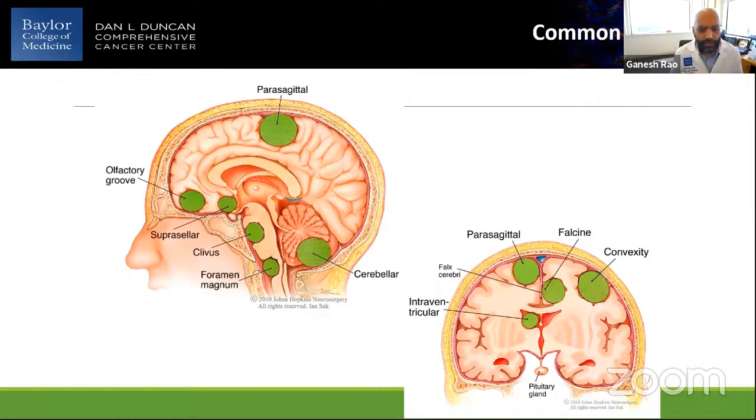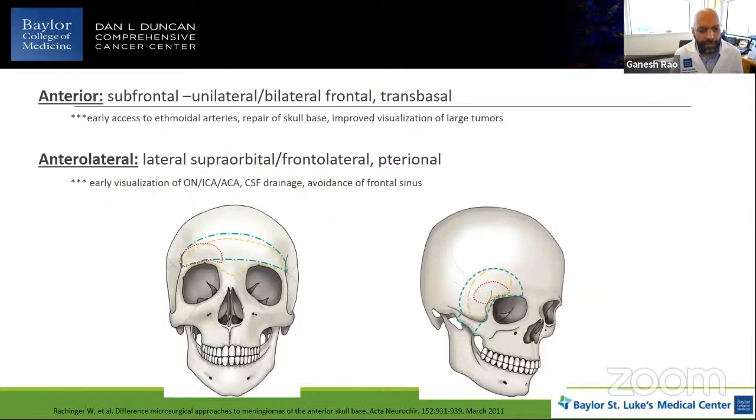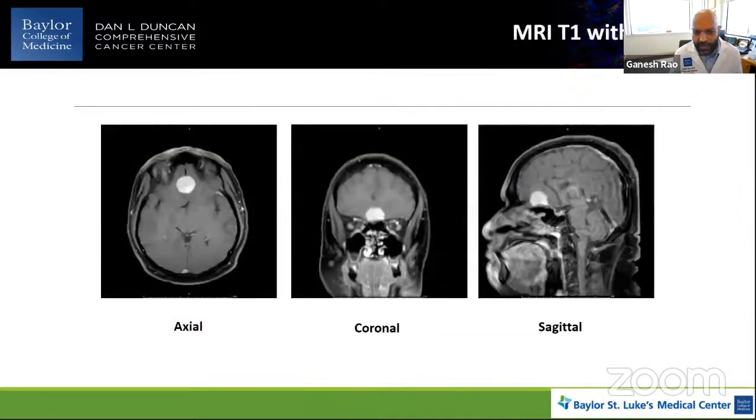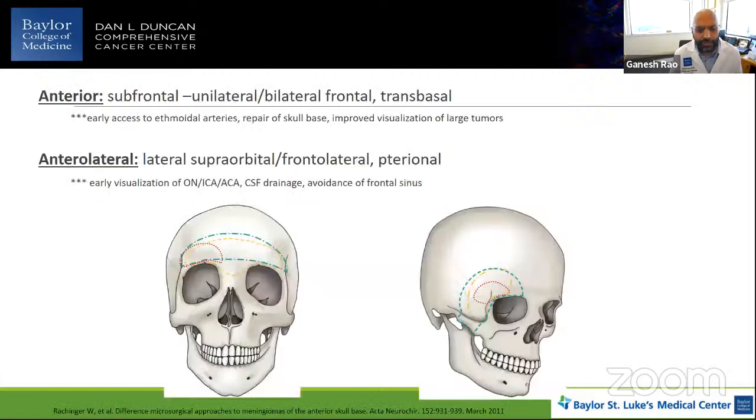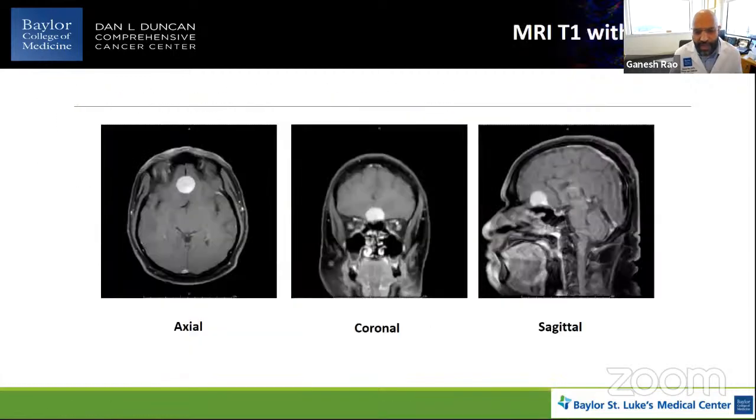These can occur all over the skull base or the convexity, and each has a different approach. This is a patient of a colleague of mine. I'll show you, has a tuberculum sellae meningioma at the base of the skull here, sitting right behind the nose. And this patient actually underwent an approach where we can do a craniotomy at the eyebrow.